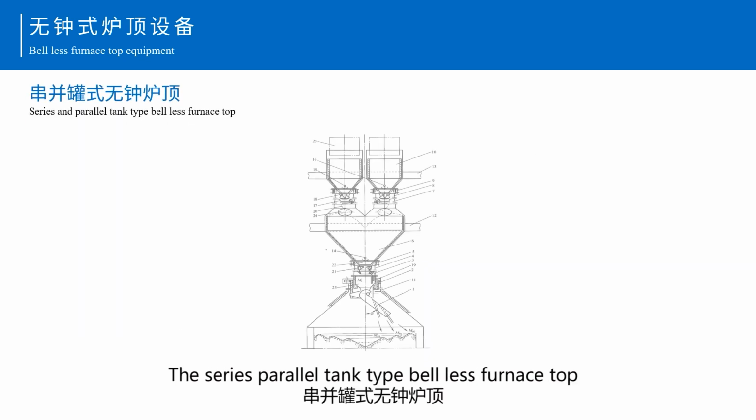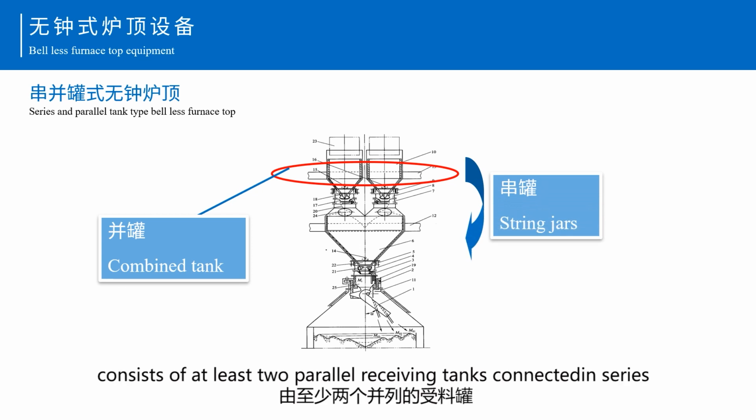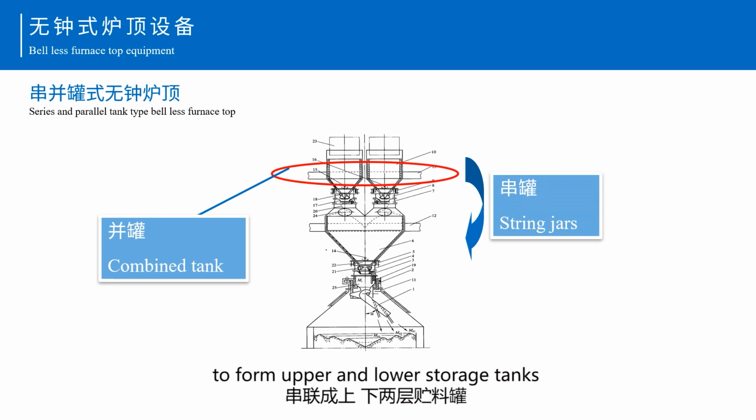The series parallel tank type bell-less furnace top consists of at least two parallel receiving tanks connected in series with a central sealed storage tank below them to form upper and lower storage tanks.